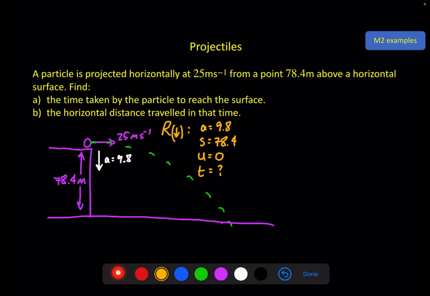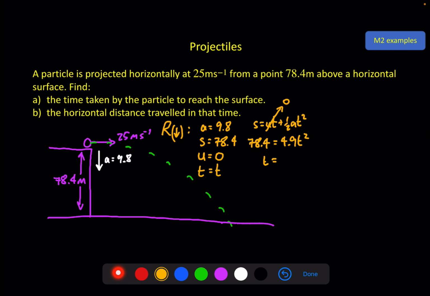So normally I put a question mark there, but I shouldn't really do that, should I? I should put t is equal to t, because that's the variable I'm going to put into my equation. And the equation I'm going to use here is s is equal to ut plus a half at squared. And u is 0, so this term here becomes a 0. And we get 78.4 is equal to a half of 9.8, 4.9 t squared.